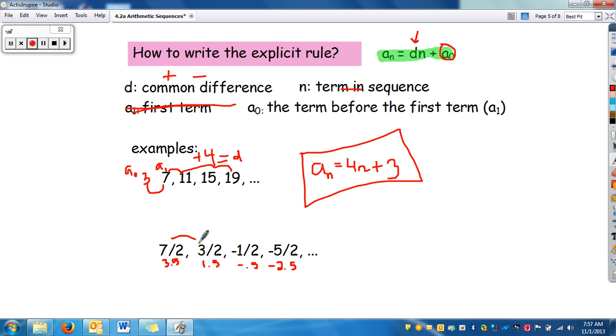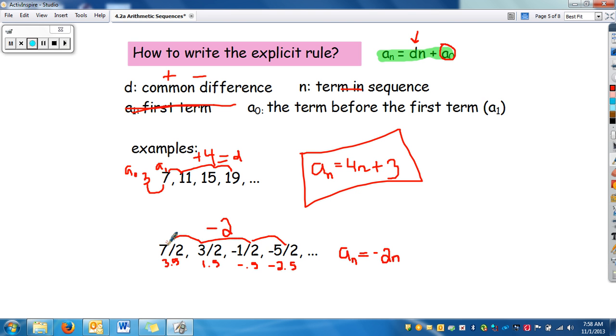What is the difference between them? Well, hopefully you can realize they're all going down by 2. You're subtracting 2 every time. We added 4 last time, now we subtract 2. Alright, so I can write my explicit rule, which is a sub n. My common difference is negative 2. We put n because that's where we're going to plug in to find terms. And then I need a sub 0.